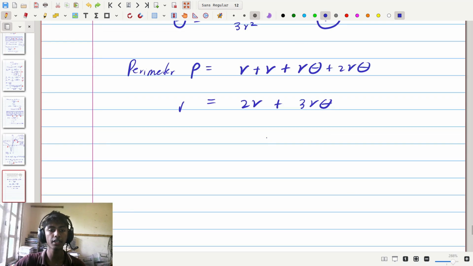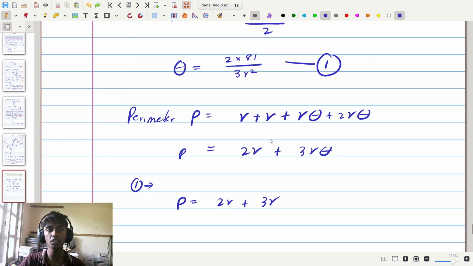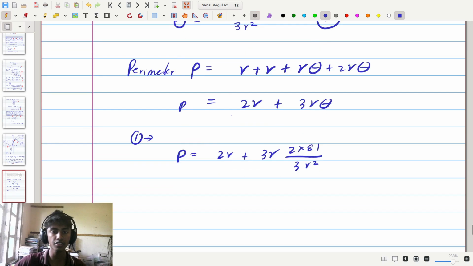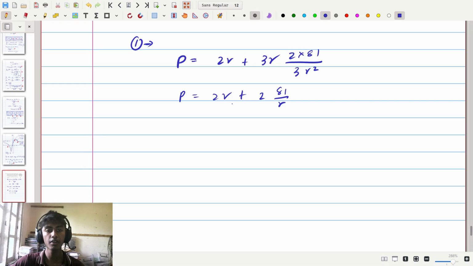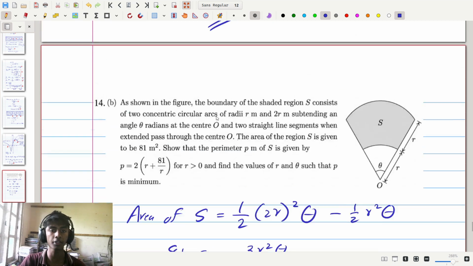So doing so, if we substitute in equation number 1, we get P equals 2r plus 3r times the value of theta, which is equal to 2 times 81 divided by 3r squared. Here the 3 and the 3 cancel, and one of the r's and one of the r's cancel, leaving us with P equals 2r plus 2 times 81 divided by r. And factoring out the 2, we get P equals 2 times r plus 81 divided by r. And this is exactly the expression that we had in the question.